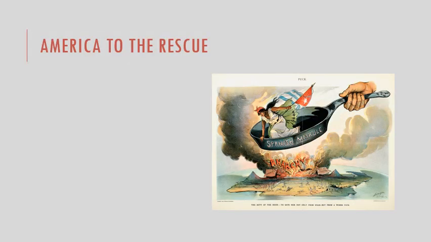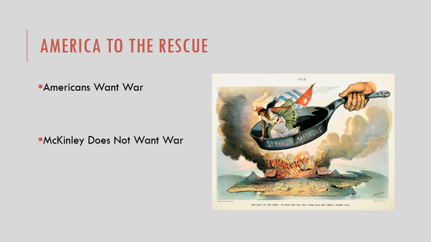So America goes to the rescue to save Cubans from Spanish misrule. And the key thing here is Americans want war. However, McKinley does not want to go to war. But the explosion of the Maine and a letter from a Spanish ambassador named Delome that criticizes McKinley and basically calls him soft leads to McKinley asking Congress to declare war on Spain in April.